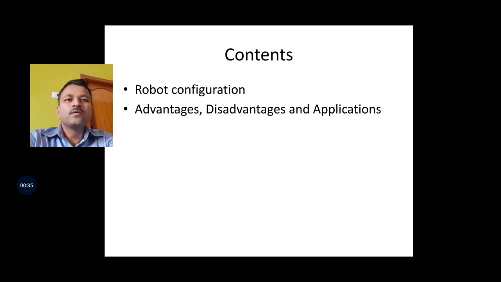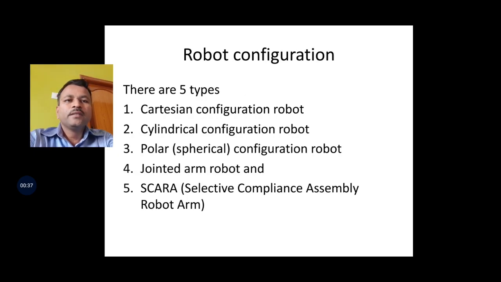First, we'll discuss the robot configuration. There are 5 types of robot configuration: Cartesian configuration robot, cylindrical configuration, polar or spherical configuration robot. Fourth one is jointed arm robot configuration. Fifth one is SCARA, selective compliance assembly robot arm. The first 4 only we are going to discuss. That is very important from the exam point of view. It will ask for 10 marks.